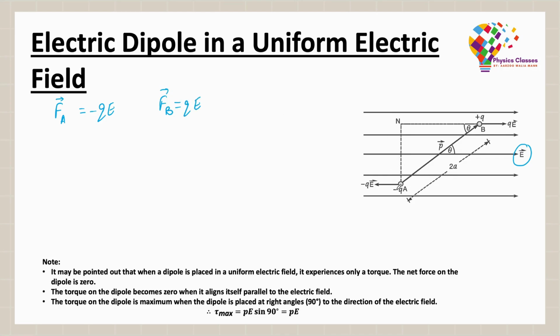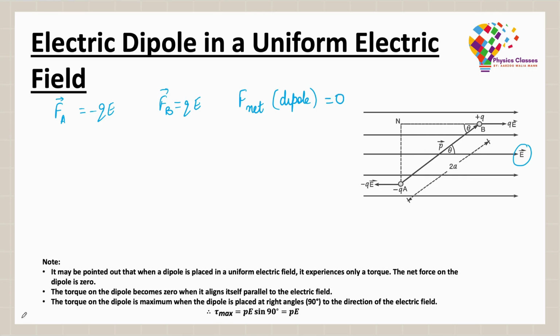Now if you look carefully, both of these forces, since they are equal and opposite in direction, will cancel out each other. So the net force on a dipole is 0 when kept in a uniform electric field. But what about the torque? Is the torque 0?